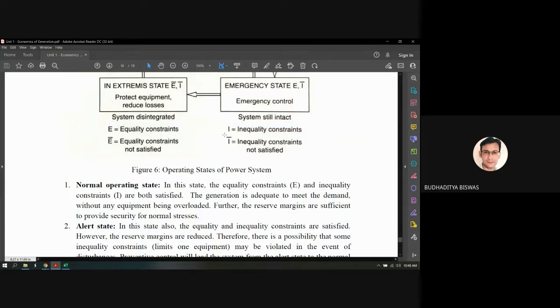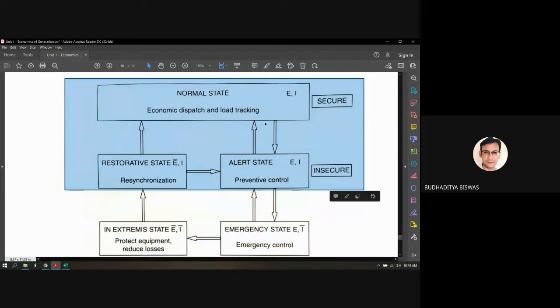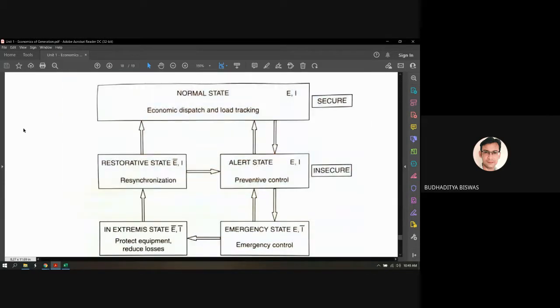And I dash means the inequality constraint is not satisfied. So for normal operation, both the equality and inequality constraints must be satisfied. Now let's see, when all are satisfied properly, this is called the normal state, where E and I, all these conditions are satisfied, with economic dispatch and load tracking, and this is called the secured state. So this state is very much secure.